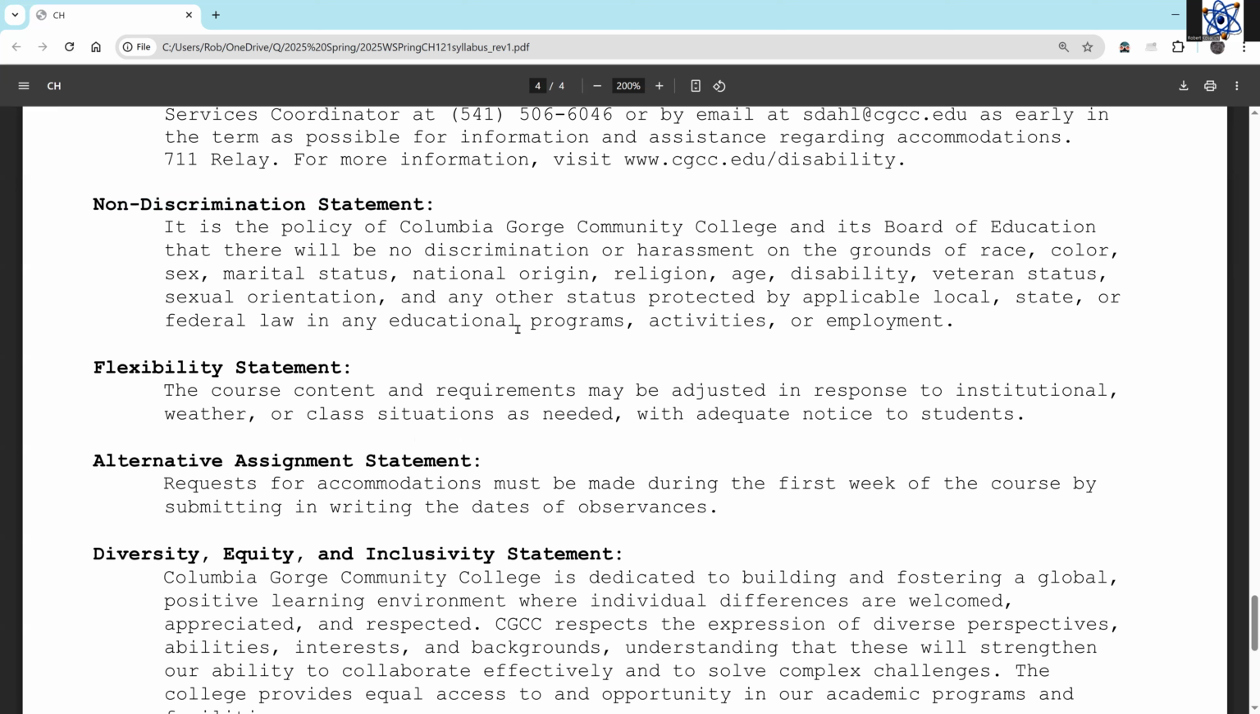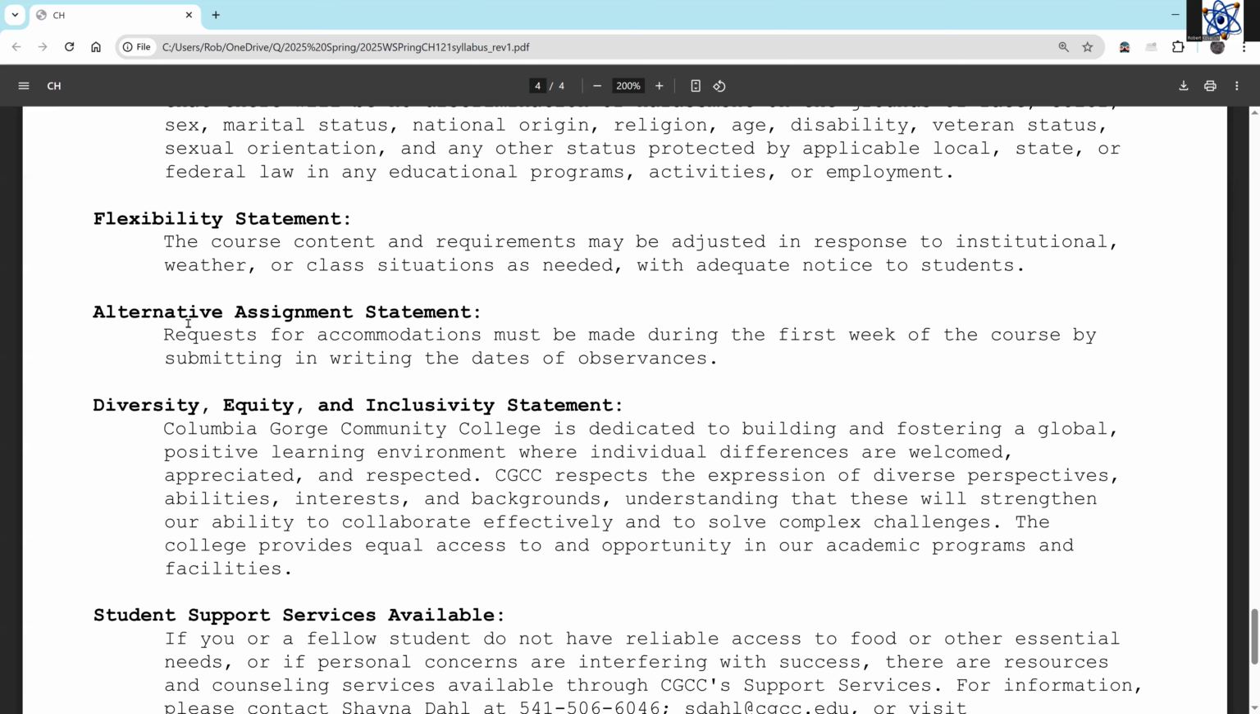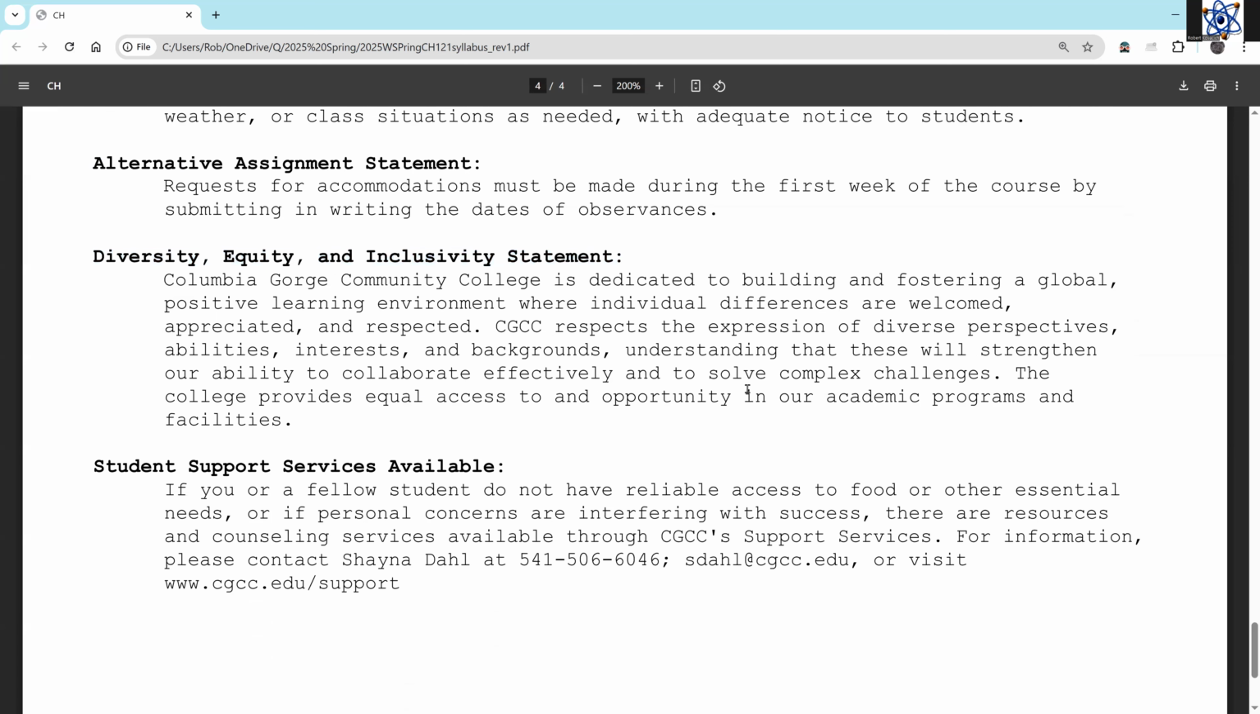The flexibility statement kind of doesn't apply to us because we don't really have to worry about weather, but it could be. It could be bad weather, and then we've got like an internet outage. So if that's the case, then I'll readjust the due dates of things. Alternate assignment. This pretty much goes along with the ADA statement. Talk to me and we'll figure something out. Again, this is the DEI statement, and I want to make sure nobody's being a jerk to anybody else.